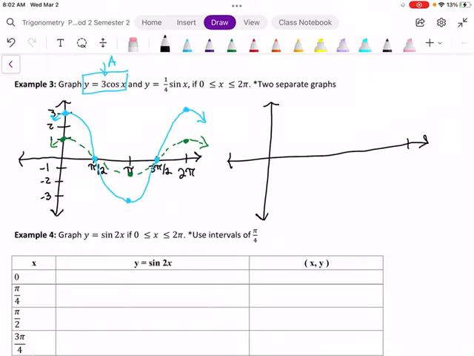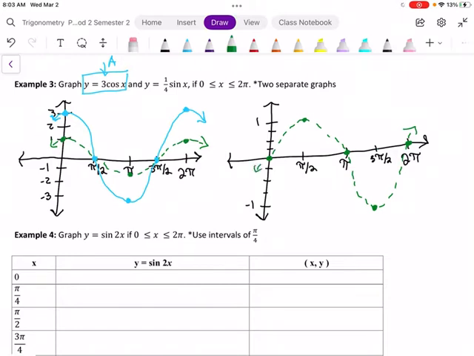Then looking at our sine graph, it was still going to 2 pi. So again, we'll label our axes. And 1, -1. Okay. So for this one, we're going to again start with our parent graph. And sine always starts at 0, goes up to 1, goes to 0, down to -1, and then back to 0.